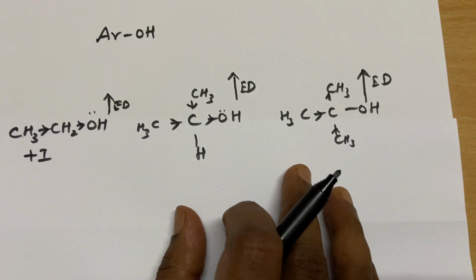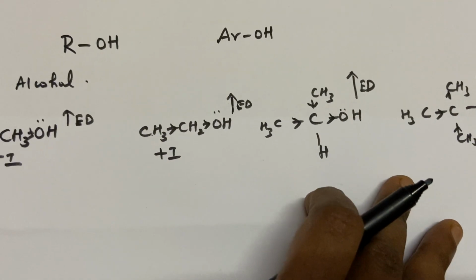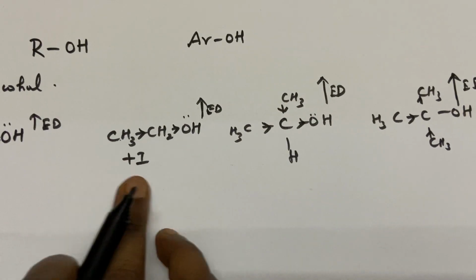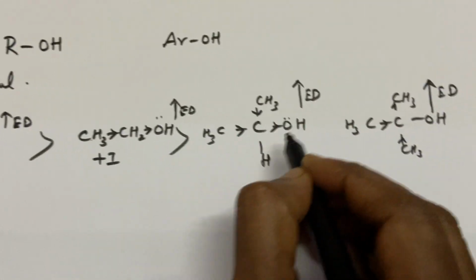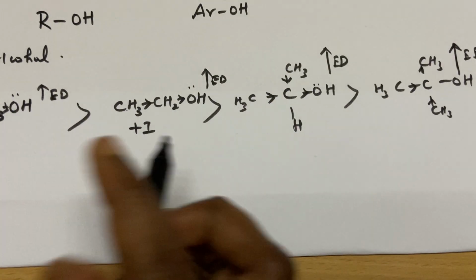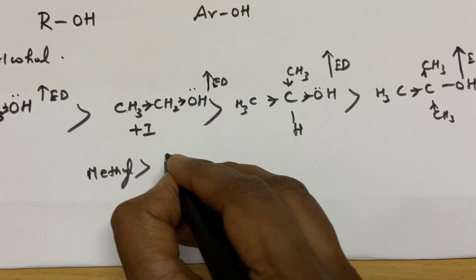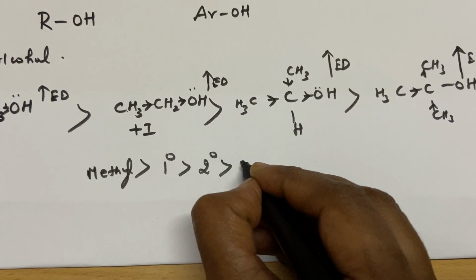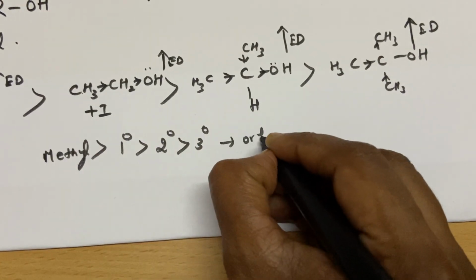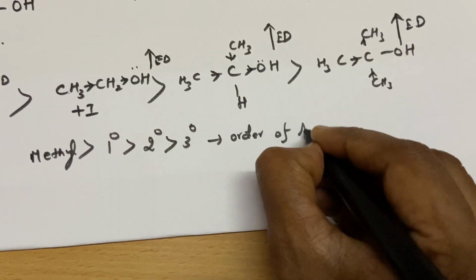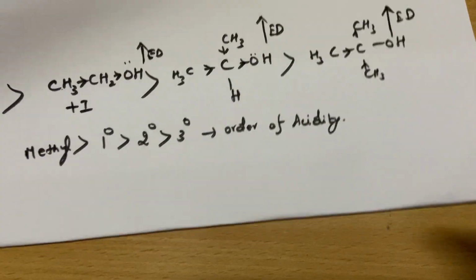So here, for acidity, how will it be? The electron density should be less, right? But here the electron density increases in this order, so the acidity will be like this. So it is the methyl group, then comes your primary, secondary and tertiary. This is the order of acidity for your alcohols.